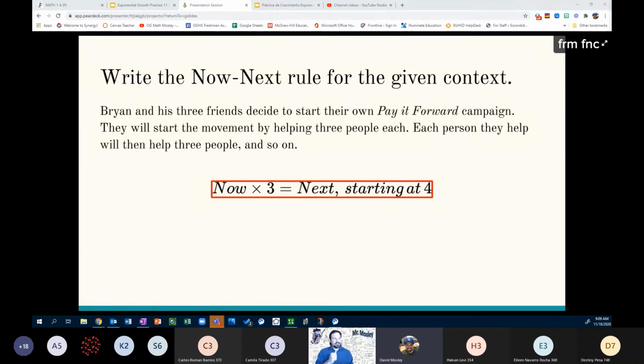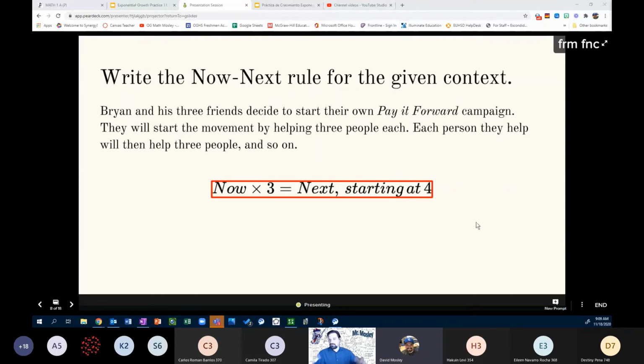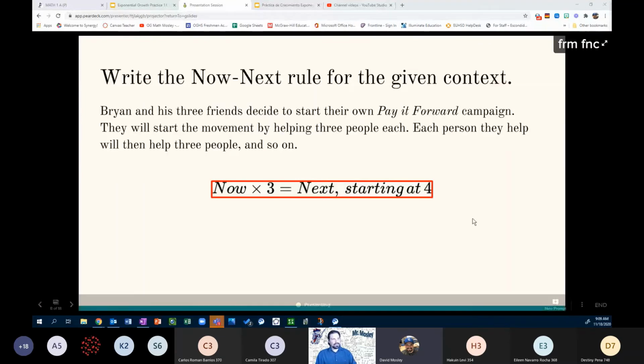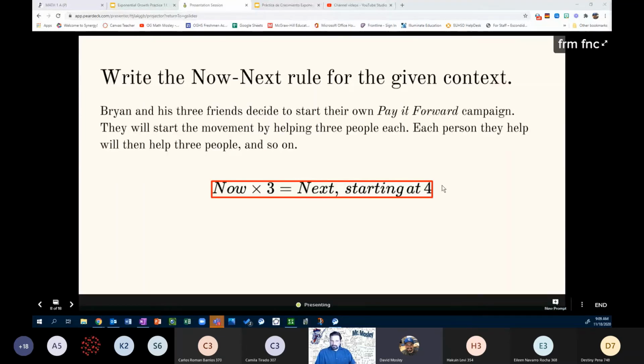And so making a differentiation between the 3 friends and the 3 people being helped by each person is something that needs to be made. We have to be very specific about what we're talking about. So I wanted to kind of emphasize that point. So then, getting back to this now next rule, where does the 4 come from?